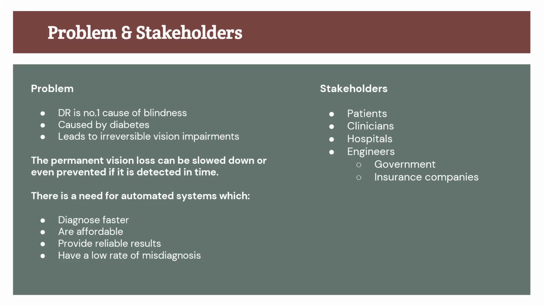We will focus on developing a deep learning model to detect the disease and the severity of it when present. The possibility of automating this process with an accurate deep learning algorithm is very promising, as it can help doctors diagnose faster. It could make examinations more affordable, provide more reliable results, and lead to a low rate of misdiagnosis. The stakeholders that we have to take into account for this problem are patients, clinicians, hospitals, and engineers. Other stakeholders could be government and insurance companies. These stakeholders all have different values.